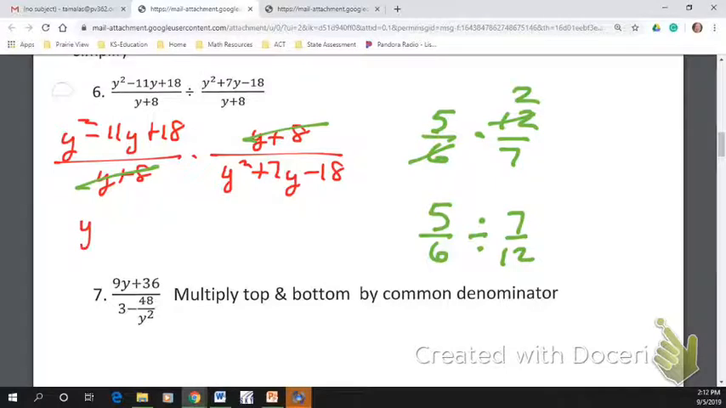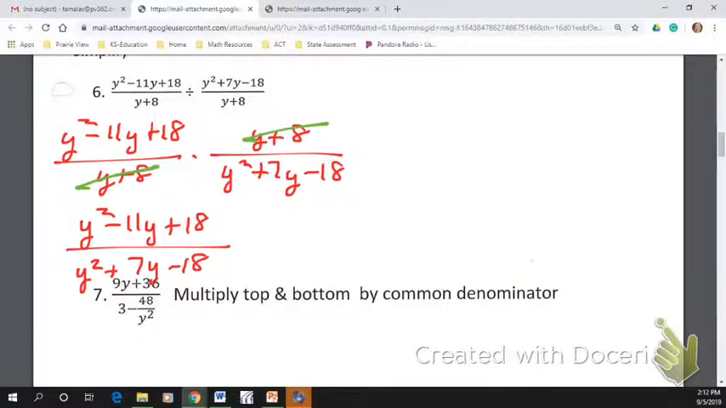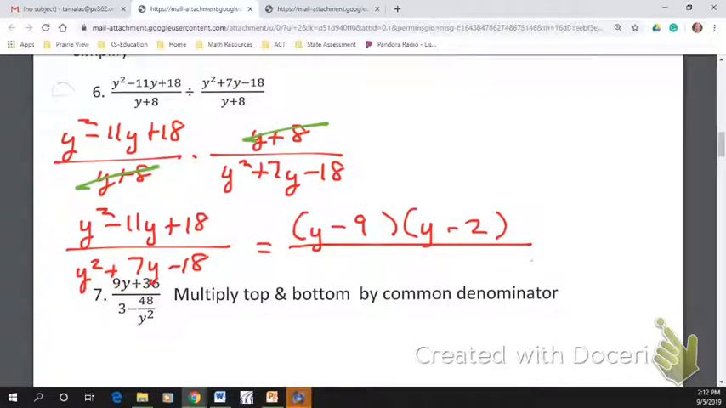And so now I'm left with y squared minus 11y plus 18 over y squared plus 7y minus 18. Now we can do that factor thing you were talking about, Hunter. If I factor that numerator, I'm looking for something that will multiply to give me 18 but add to give me negative 11. Then it's -9 and -2. And the bottom one is going to be 9 and negative 2. The whole thing is going to be y minus 9 over y plus 9.